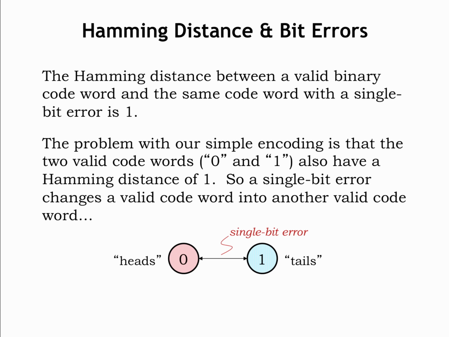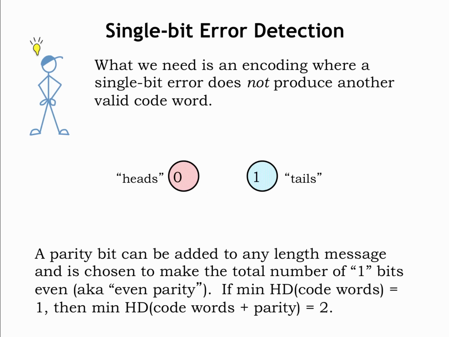The real issue here is that when Alice receives a 1, she can't distinguish between an uncorrupted encoding of tails and a corrupted encoding of heads. She can't detect that an error has occurred. Let's figure out how to solve her problem. The insight is to come up with a set of valid code words such that a single-bit error does not produce another valid code word. What we need are code words that differ by at least 2 bits. In other words, we want the minimum Hamming distance between any two code words to be at least 2.